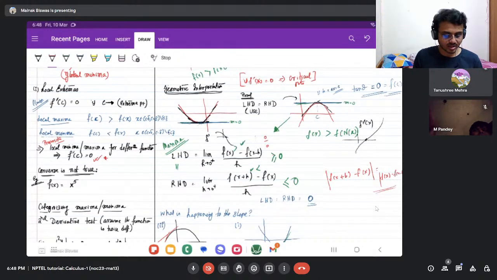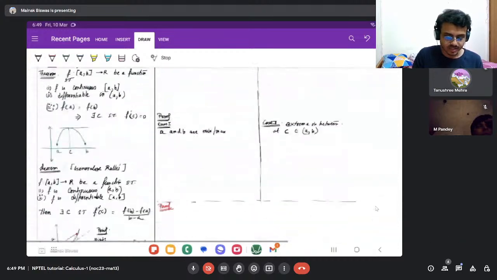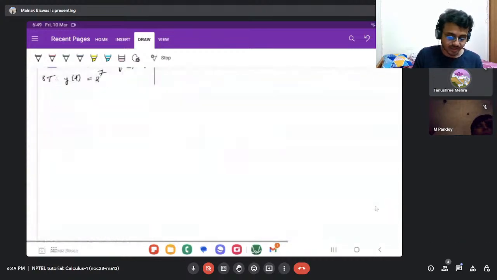No one is answering, so let me answer. For example, x to the power 5, right? What is f dash x? It is 5x to the power 4. So you consider f dash 0. What is it? 0. So is 0 a critical point for x to the power 5? Critical point, yes, always. Is it an extrema for x to the power 5? You tell me.